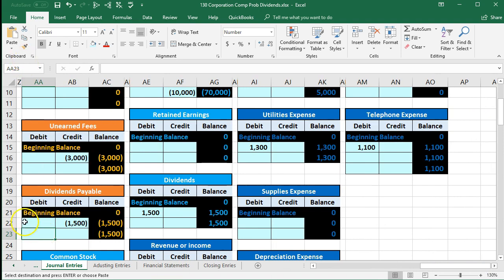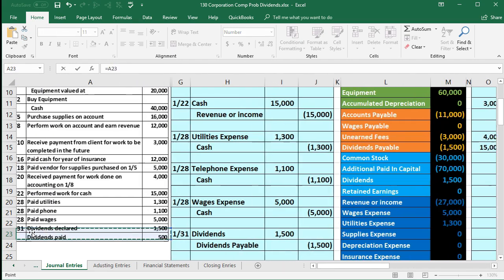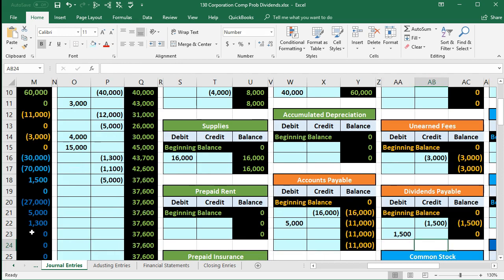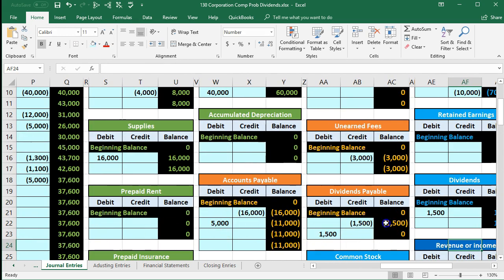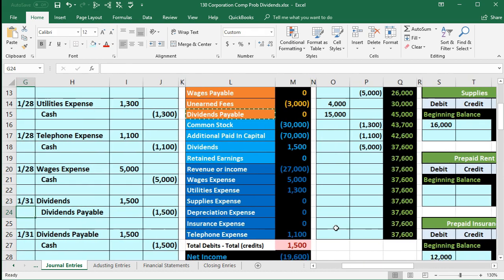So we're in AA23. We're just going to say equals and scroll to the left. I'm just holding down the left arrow, not pushing it multiple times. And then here's the 1,500, and enter. That'll pull it back over here. So we increased the liability and then we put it back down to 0. And that's where we're at now. This cell is I23, and I'm just scrolling to the left with the left arrow.